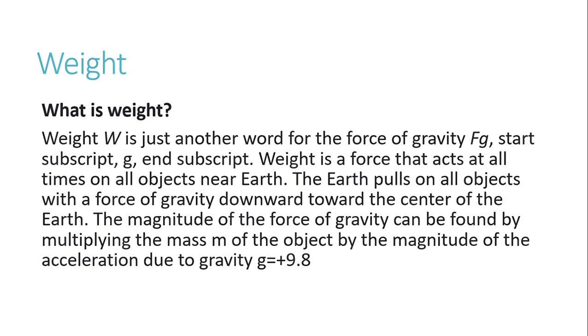The Earth pulls on all objects with a force of gravity downward towards the center of Earth. The magnitude of the force of gravity can be found by multiplying the mass m of the object by the magnitude of acceleration due to gravity, where g is equal to 9.8 meters per second squared.